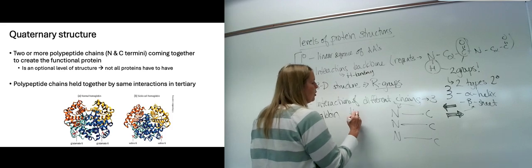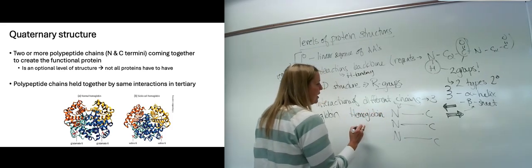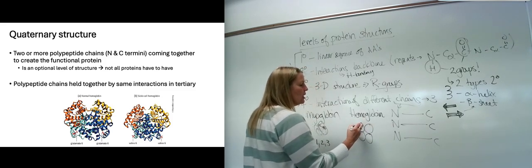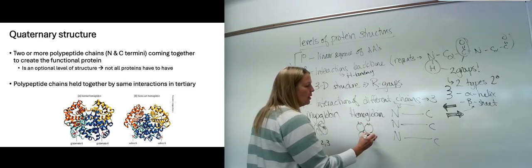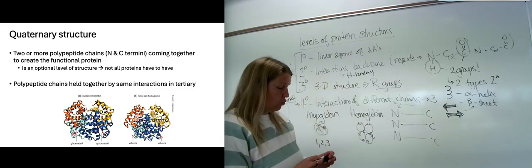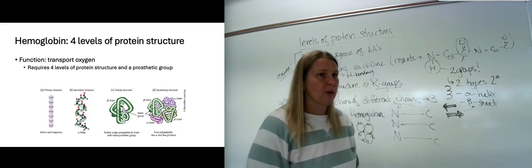But when you look at hemoglobin, hemoglobin has 4 polypeptide chains that come together. So I'm just going to draw them as little circles here. So you have 4 of them coming together. Each of them has their own N-terminus and C-terminus. So here you do have quaternary structure as a result. And that's required for the proper function of hemoglobin.